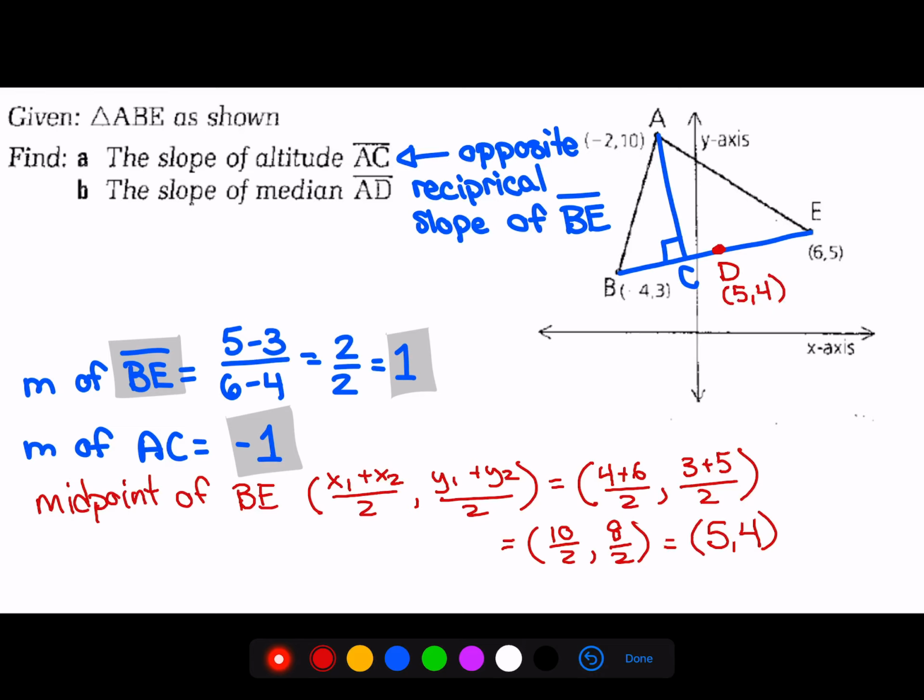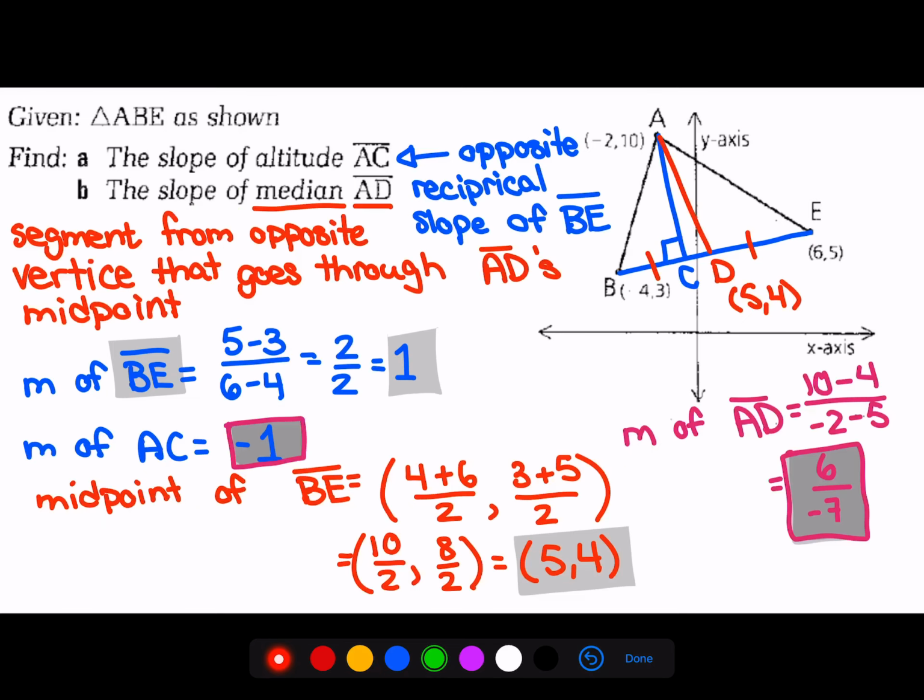Now, we're going to have to find the slope of AD. So I have 2 points. I have point A and point D, so I can go ahead and find that slope. So the slope of AD is equal to 10 minus 4 over negative 2 minus 5. 10 minus 4 will give me 6. Negative 2 minus 5 will give me negative 7. So the slope of AD is negative 6/7.